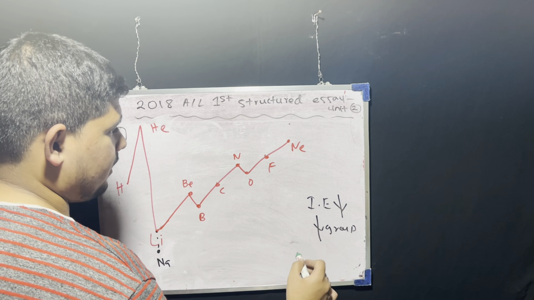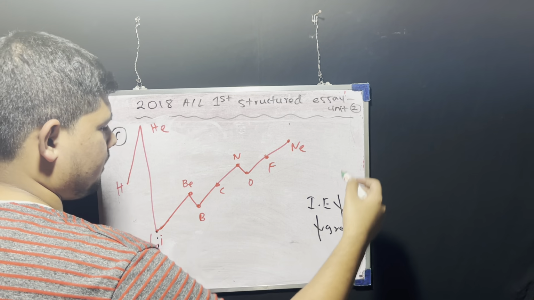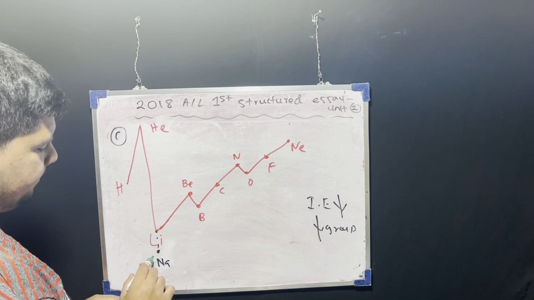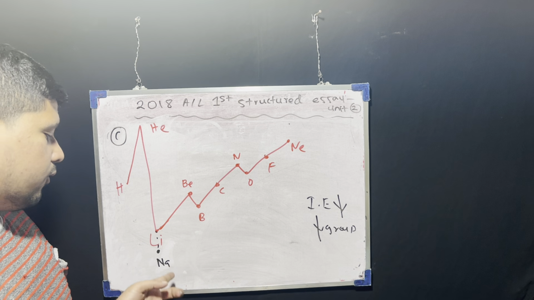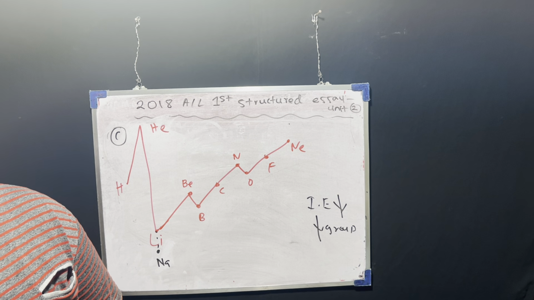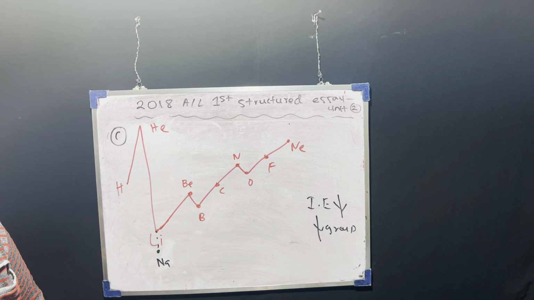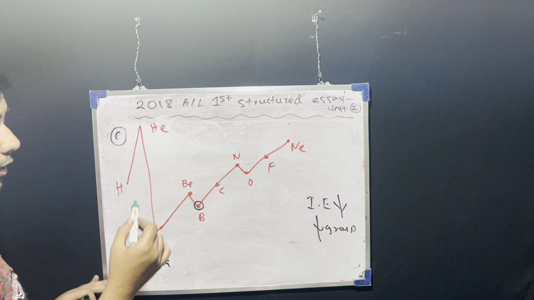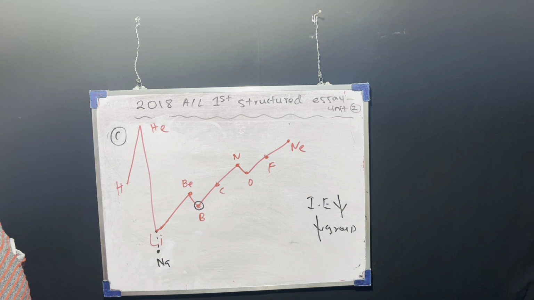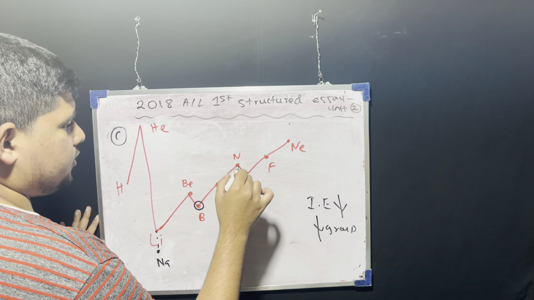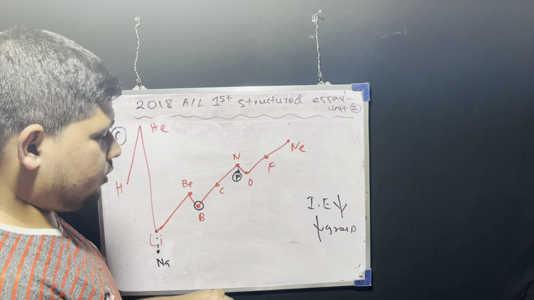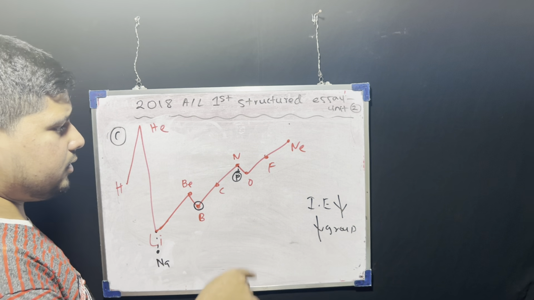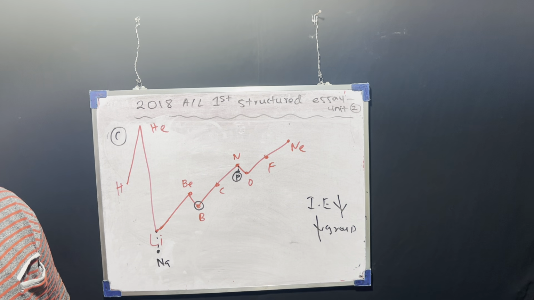Down the group, the ionization energy decreases. Therefore, sodium should be less than lithium. Then boron is somewhere here. Next, phosphorus should be somewhere here, because phosphorus is below nitrogen. Down the group, ionization energy decreases, so phosphorus is less than nitrogen.